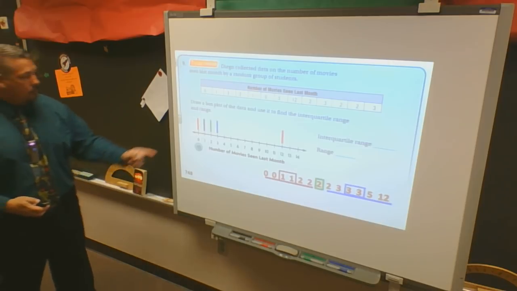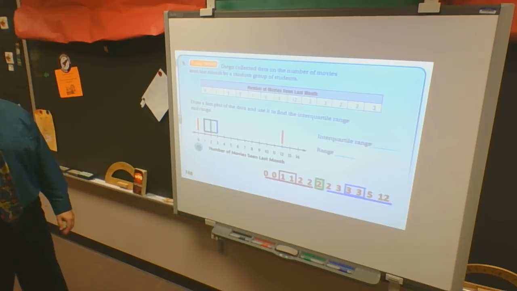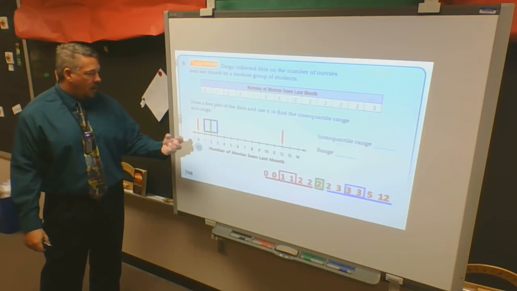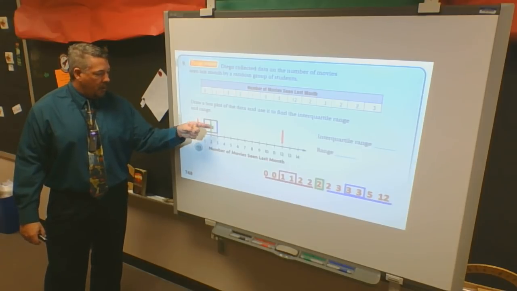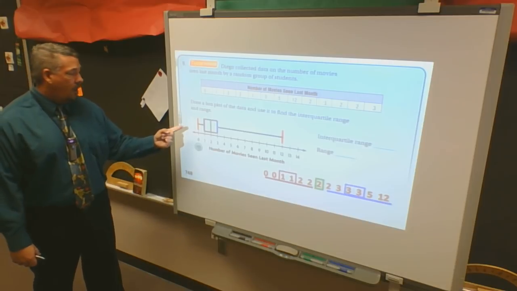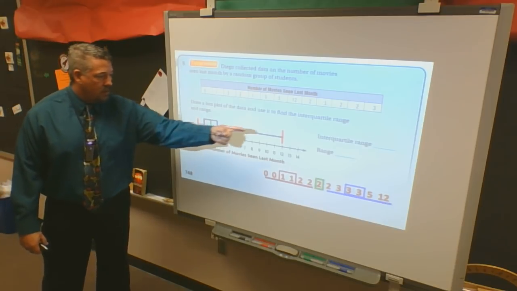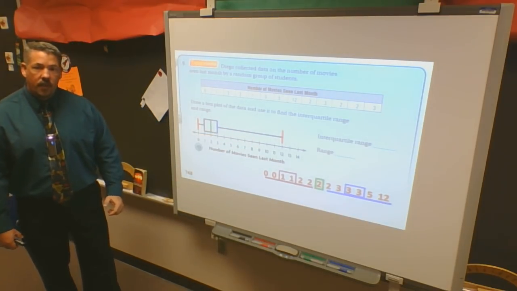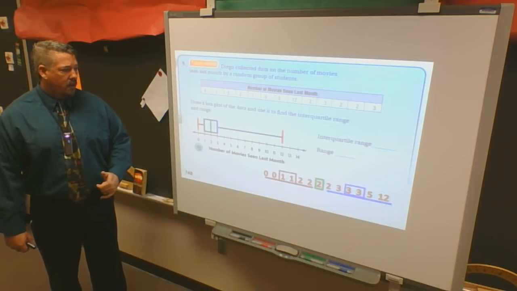Once I have those, I have to box in my 3 that are included for my quartile. So I have my lower, my median, my upper. And then I finish my box plot by making my lines, connecting my lowest number to the box, my highest number to the box. Then I finish my data information.